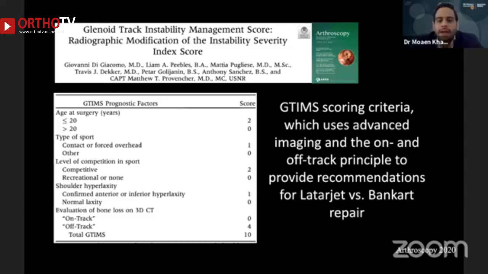And the glenoid track has also been incorporated into the ISI score. This is a new paper that was published in 2020 that looked at the instability severity index score, and they modified it with the glenoid track. And this can also help you with determining whether a patient should have a Latarjet procedure versus a Bankart repair.